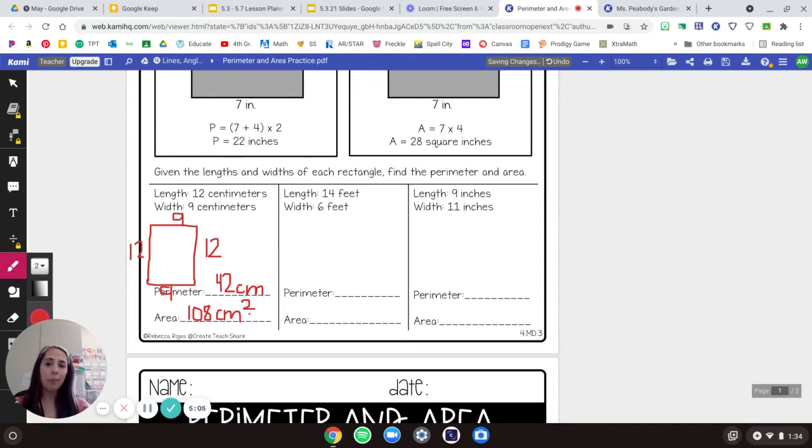Okay? So you try this one, where you're figuring out the perimeter of a rectangle that is 14 feet long and 6 feet wide for the width. What do you get for perimeter? Well, pause the video while you work on that.